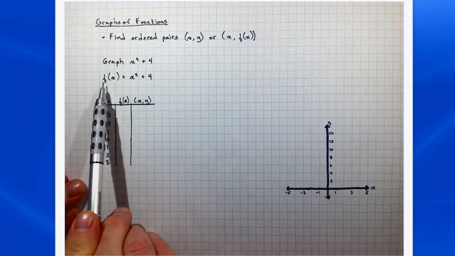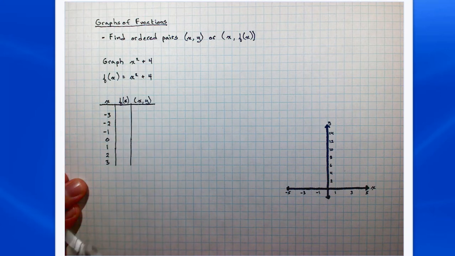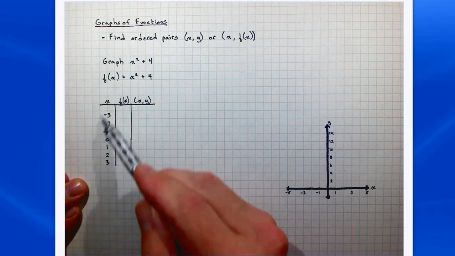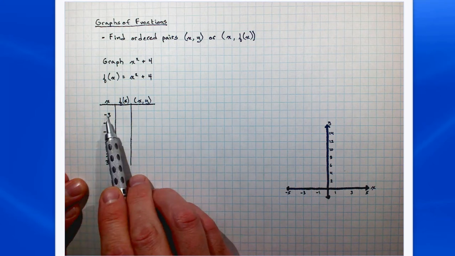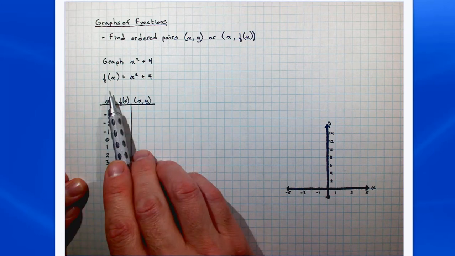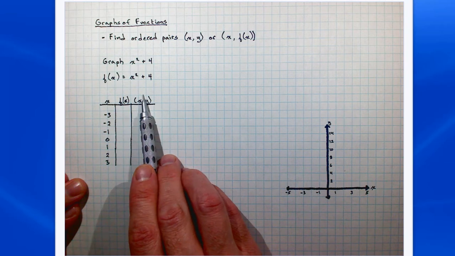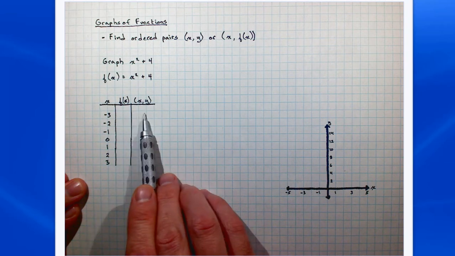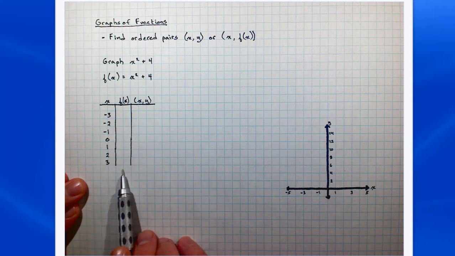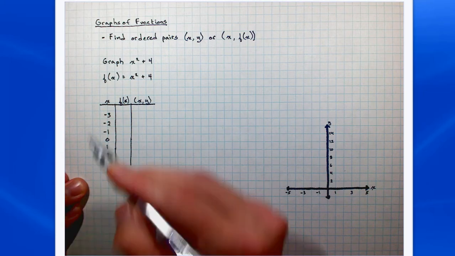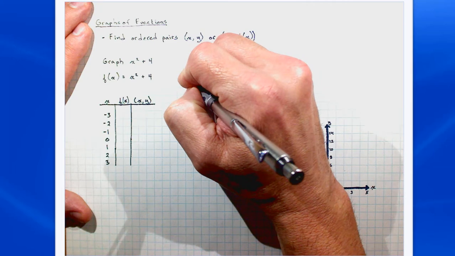Here we have it written in function notation, f of x equals x squared plus 4. And I've arbitrarily selected these points centered around the origin, from negative 3 to 3. Again, this is my input. This will be my output. This is the correspondence, the relationship, the ordered pair that they create. This is my domain. This is my range. Okay, so what I do is I simply go through and work and solve.